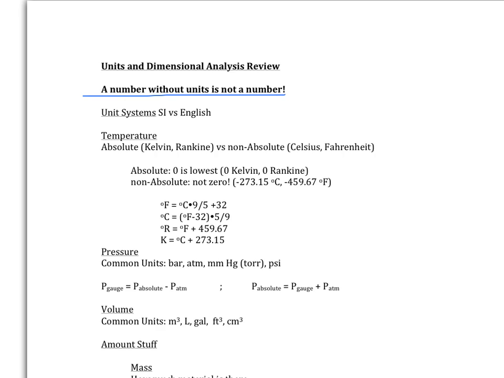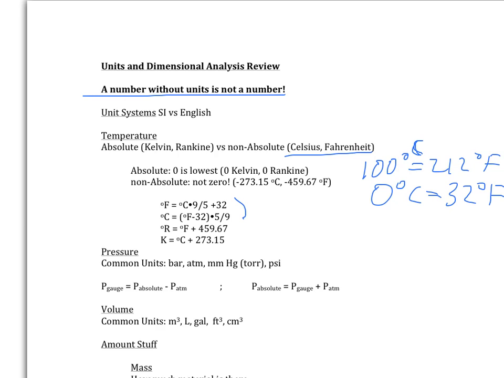So let's first talk about temperature. Common temperature scales that you're used to are Celsius and Fahrenheit. 100 degrees Celsius is equal to 212 degrees Fahrenheit. 0 degrees Celsius is equal to 32 degrees Fahrenheit. Those are the temperatures at which water boils and freezes. And we have these nice little formulas that allow us to convert between Fahrenheit and Celsius. All of you should be familiar with Celsius and Fahrenheit and be able to convert them using the formula here.